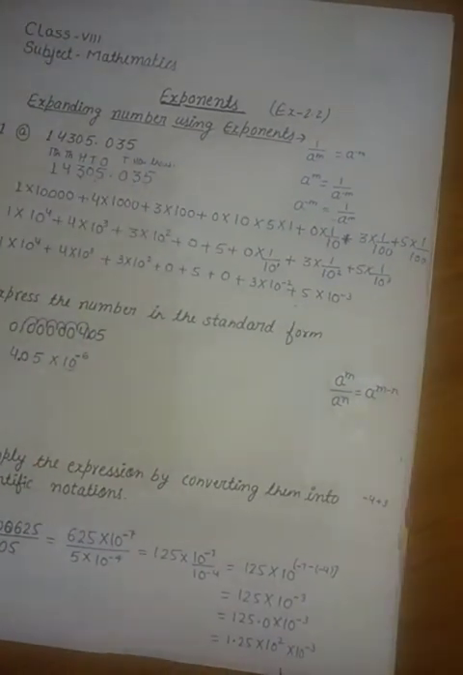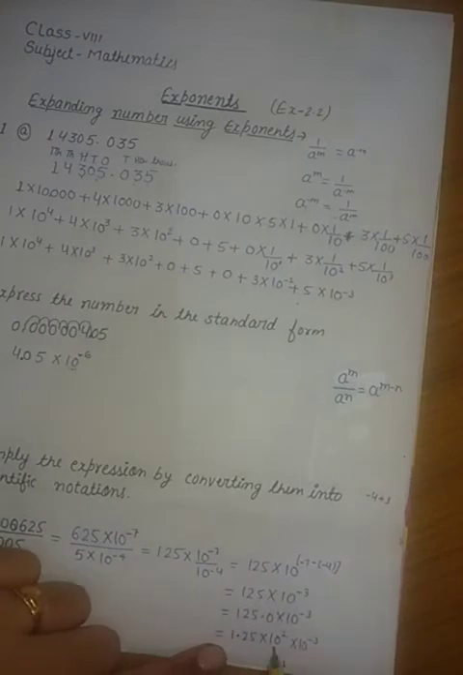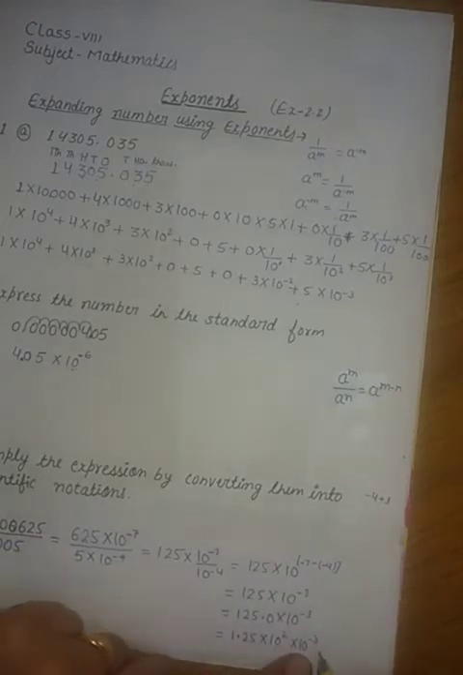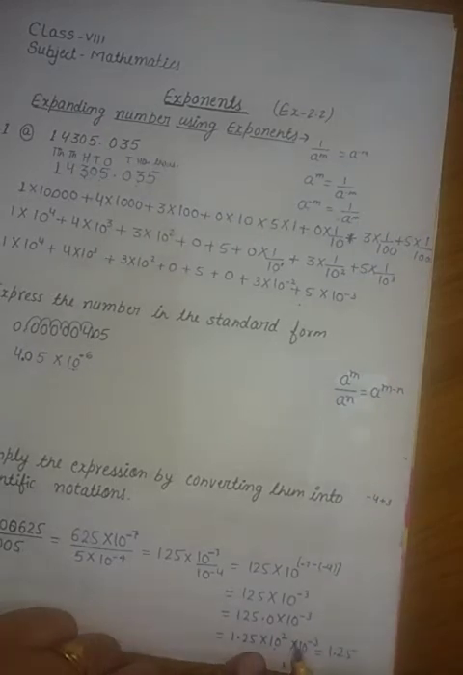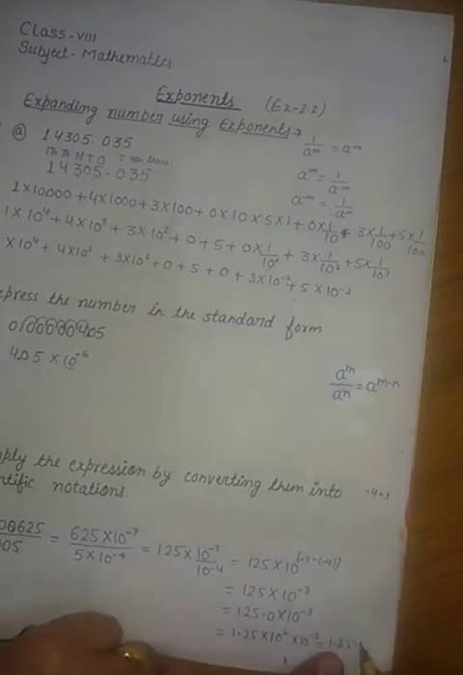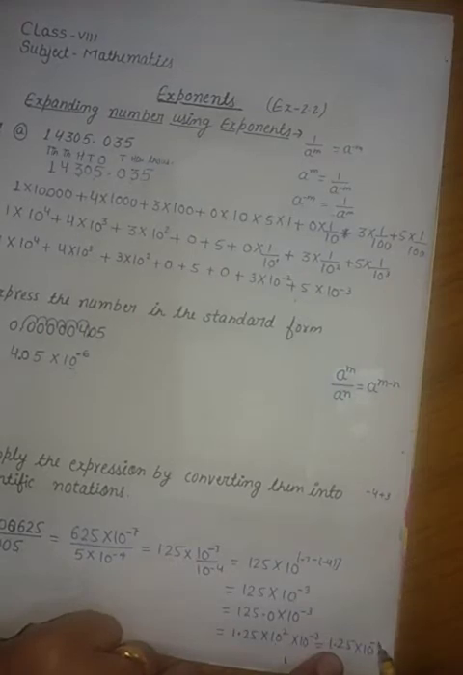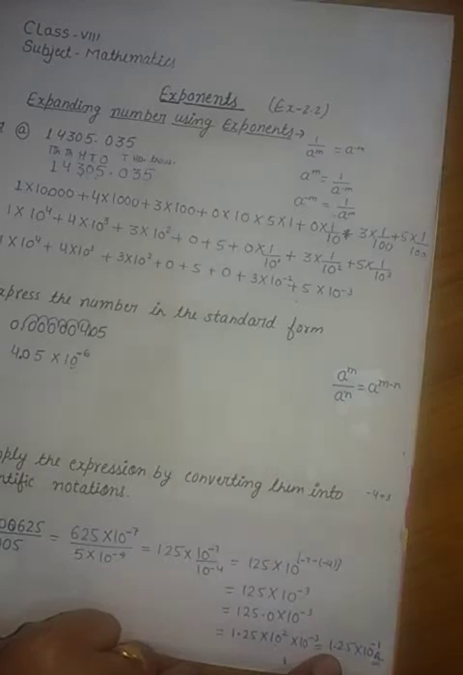So in this question I am using the law a to the power m multiplied by a to the power n is equal to a to the power m plus n. So I can write 1.25, and when I add 2 plus minus 3, I get 10 to the power minus 1, and it is your answer.